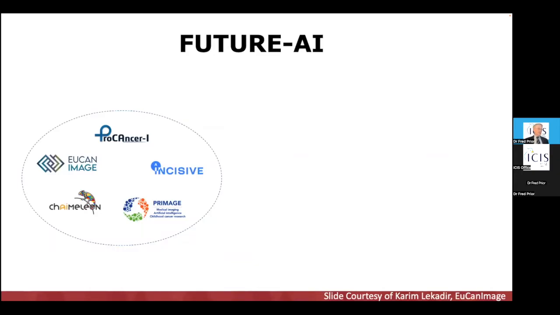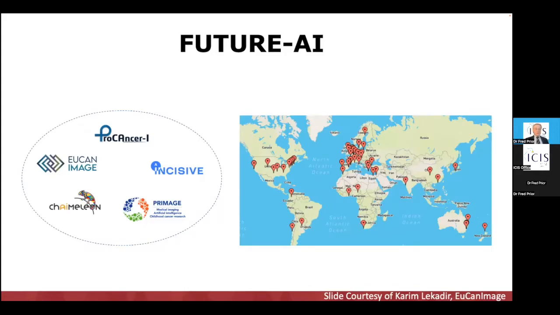It started off as a project among these five big EU projects funded by the Horizon 2020 program in the EU. UCAN Image is the project that I'm involved in. It's led by Karim Lekadir at the University of Barcelona. So many of the slides here are a joint venture with Karim. So I wanted to make that clear. And this is a project that involves a very large number of people, scattered all over the world.